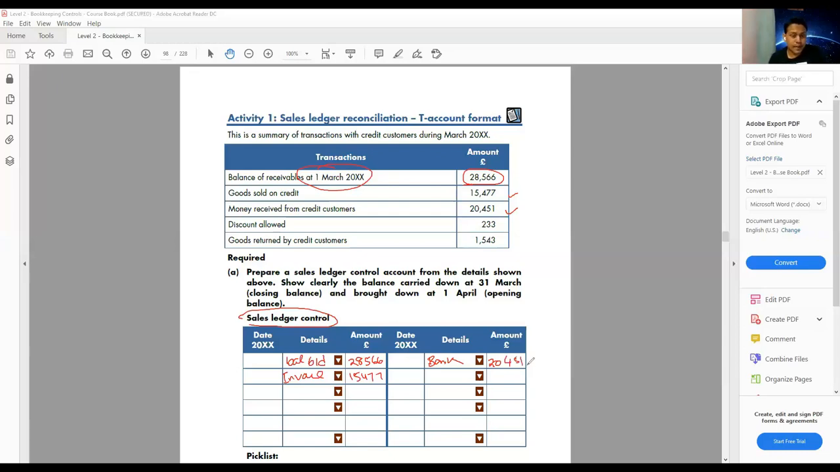Then the next question we have, discount allowed. What happens if I give some discount to the customer? So which side am I going to write? I'm going to write here, discount allowed.